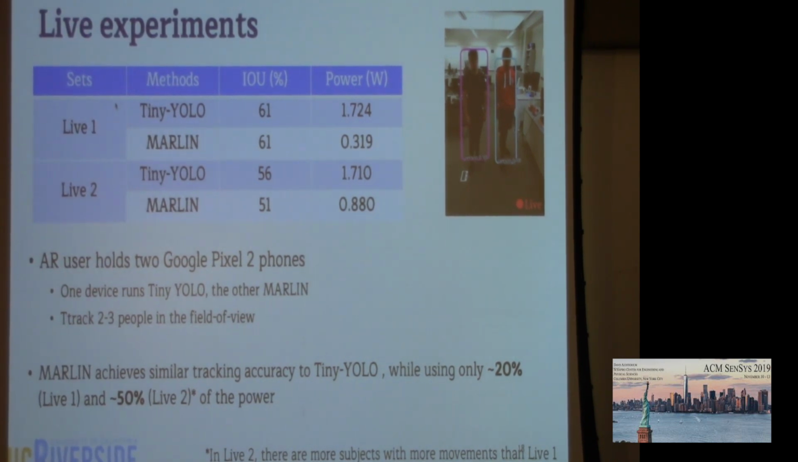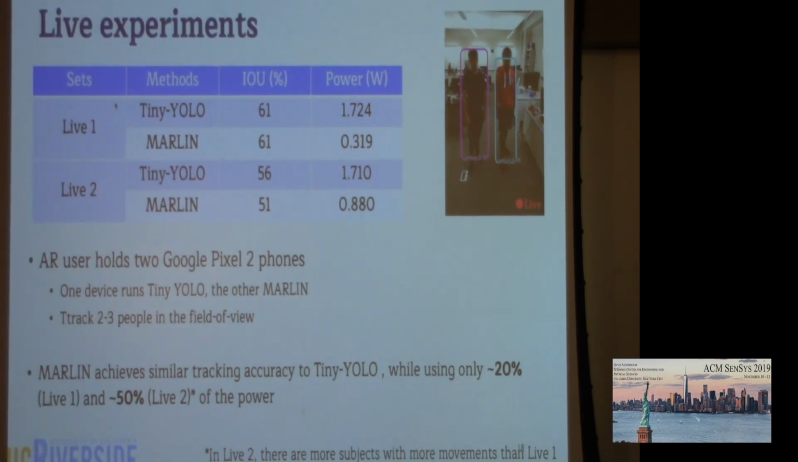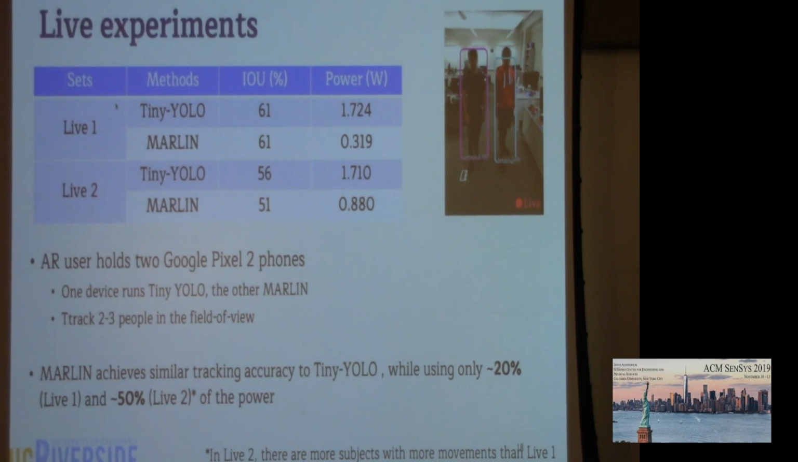But basically, from the result, we can see that the accuracy in terms of IOU doesn't drop much when we use MARLIN. It's comparable accuracy. But in terms of power, it's significant. With MARLIN, we only use 20% of the battery that's used by tiny YOLO. And in the second experiment, only 50% of the energy used by tiny YOLO, because in the second experiment, people move more and there are more people in front of the camera.